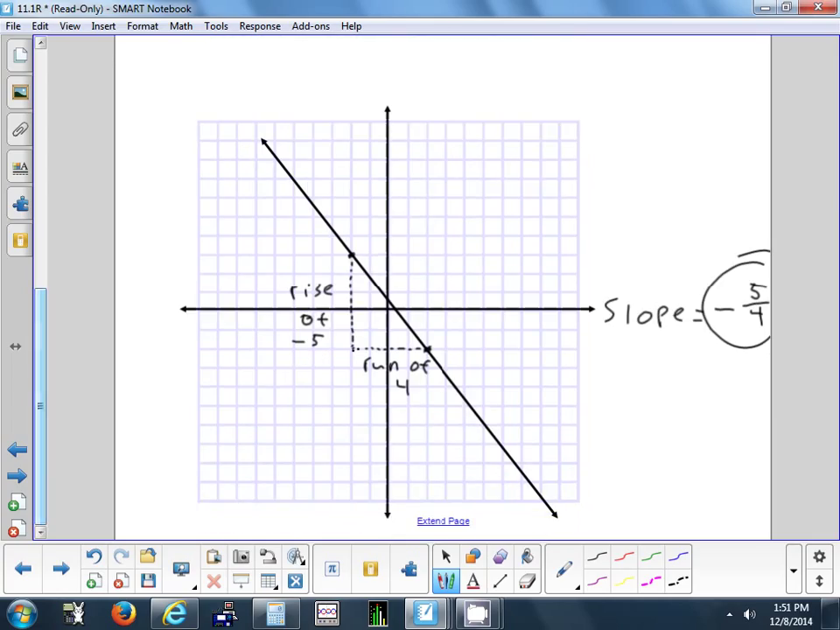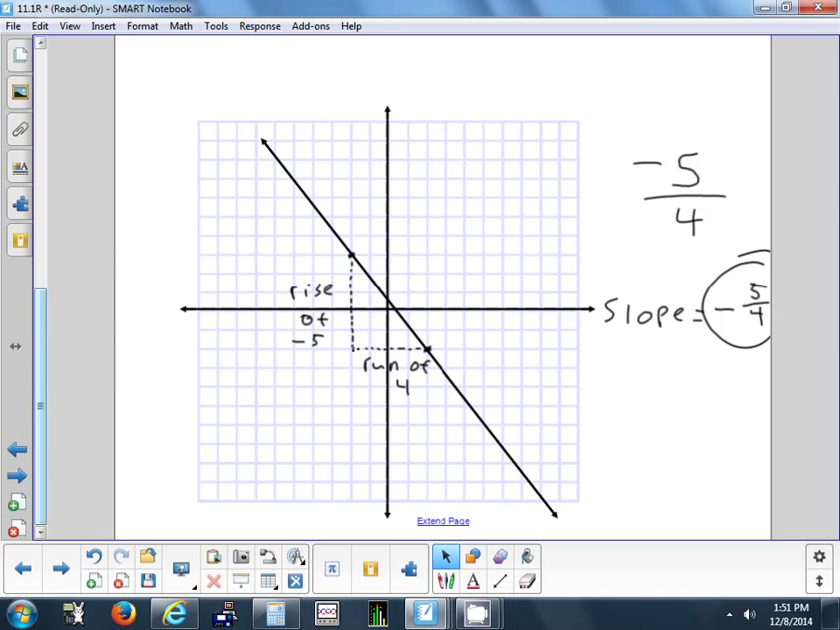What if someone put it like this, Mr. Hager? Would you accept this? Yep, that's fine. Again, if you have a hard time remembering what direction it slants, if it's positive or negative, just know if I'm going down, that means it's negative. We need to know that.